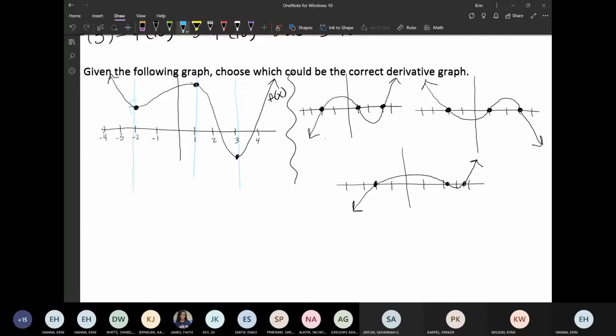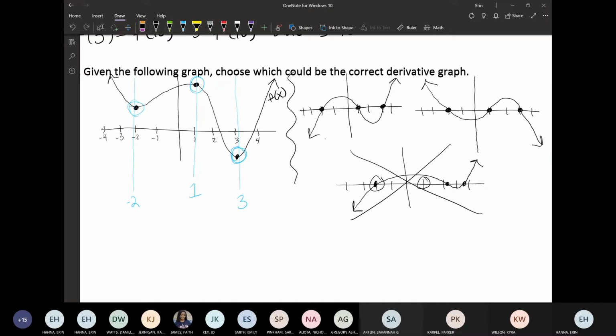So we have our maxes and mins. We don't care whether it's one or the other at -2, +1, and 3. So that means that our derivative should cross the x-axis at those 3 points and only those 3 points. That knocks out this last option because it does cross at -2, but it doesn't cross at +1 or +3. It crosses at 2 other spots that aren't the correct spots. So that's not it.